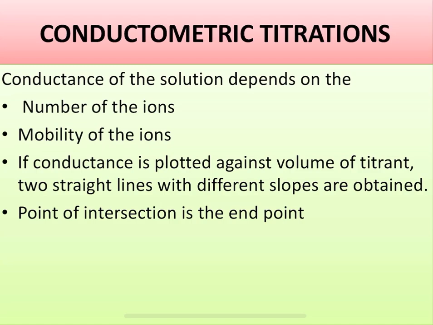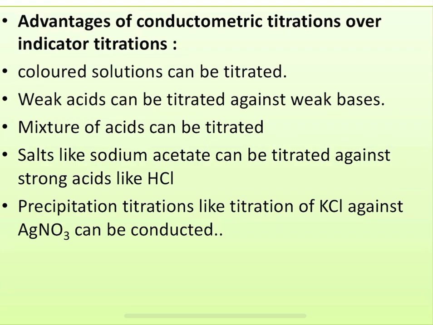If a mixture of two acids is titrated, then we will get two intersection points. Which electrolyte is a strong electrolyte? That will react first, meaning the strong electrolyte will get replaced first and later the weak electrolyte will get replaced. That is why we get two points of intersection, of which the first corresponds to the neutralization of the strong acid. Even precipitation titration can be carried out. So, this is what the principle of conductometric titrations explains.